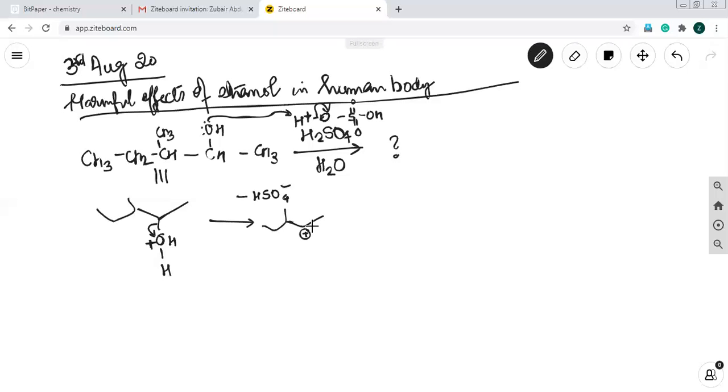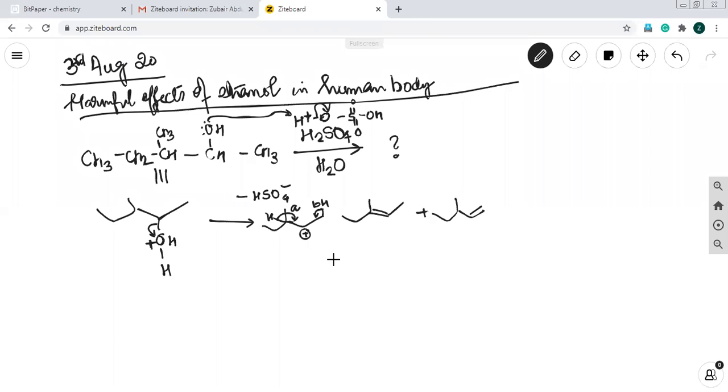Now what will happen? This can form a double bond. You have one hydrogen here and one hydrogen here. Either this can come to this place, this is product A, or this can come from here, this is product B. So you will get a mixture of two products. You have to tell which is the major product. You have a double bond here, plus the double bond can be formed on the other side.